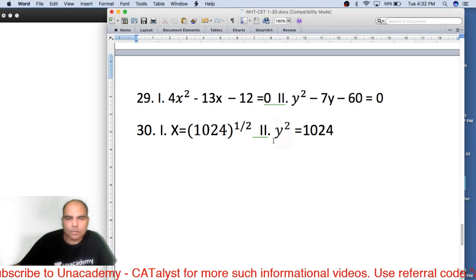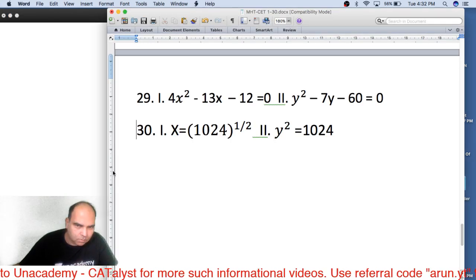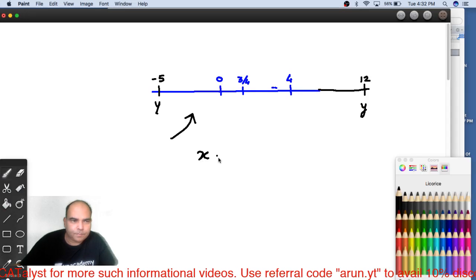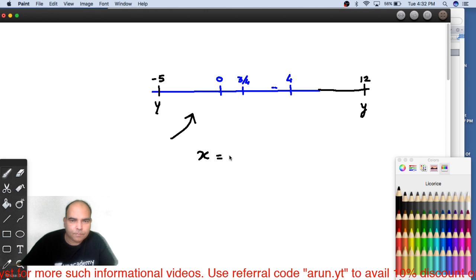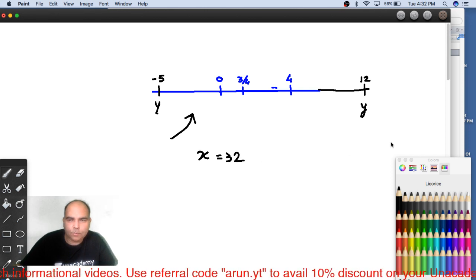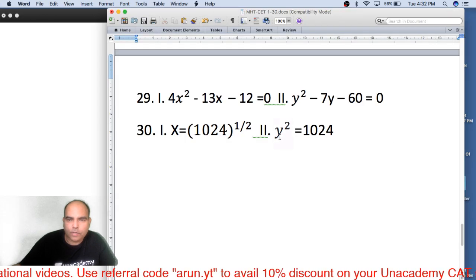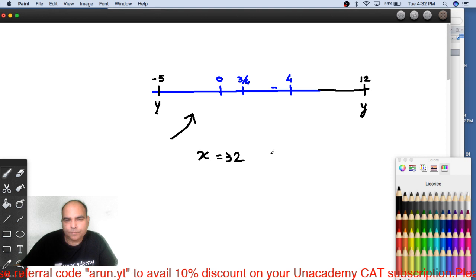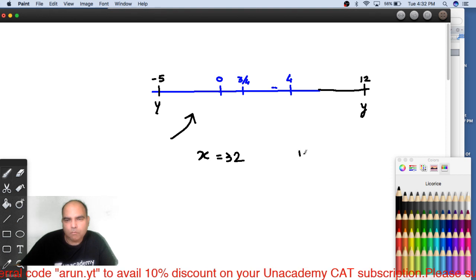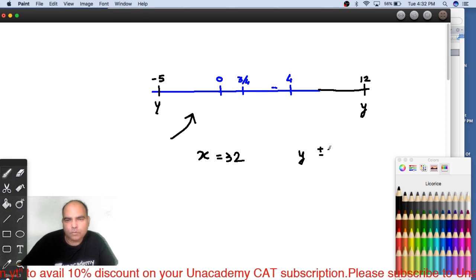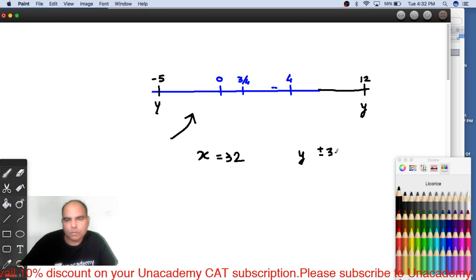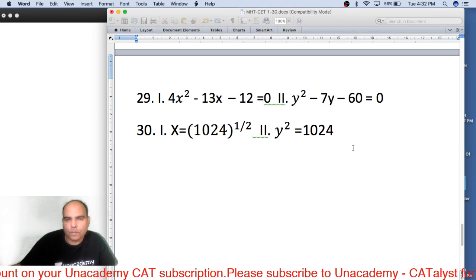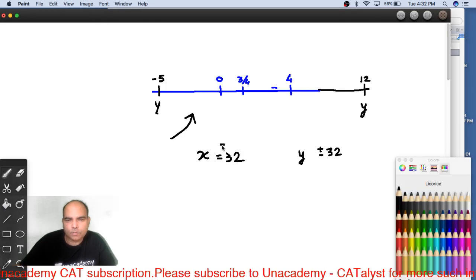If you go back to this, x is square root of 1024. So in this question you get x is 32. And the second question, y square is 1024. In this case, y comes out as plus minus 32. And in fact, x is square root of 1024 also tells me that x is plus minus 32.